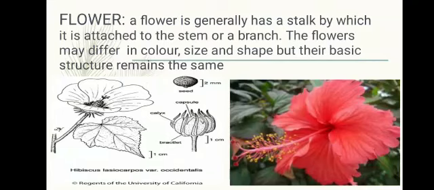So let's start. Flower. A flower generally has a stalk by which it is attached to the stem or a branch. The flower may differ in color, size and shape, but their basic structure remains the same. You can see in the diagram that they have calyx, capsule, seed, bracteate. They are the different parts of a flower. So let's study them one by one.